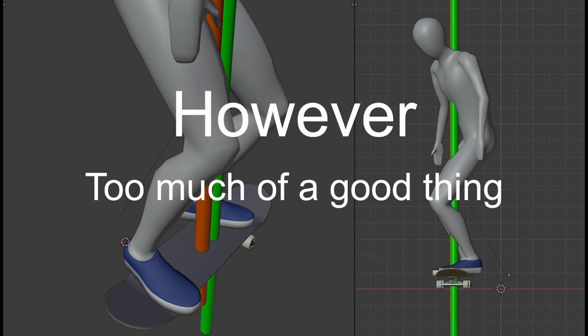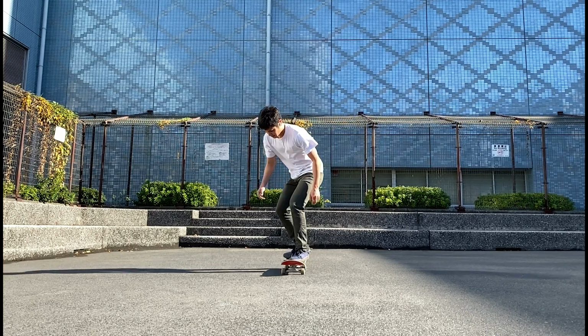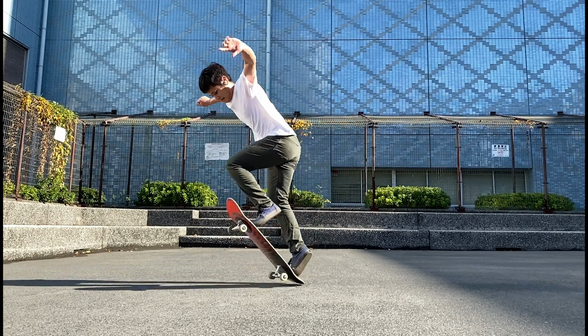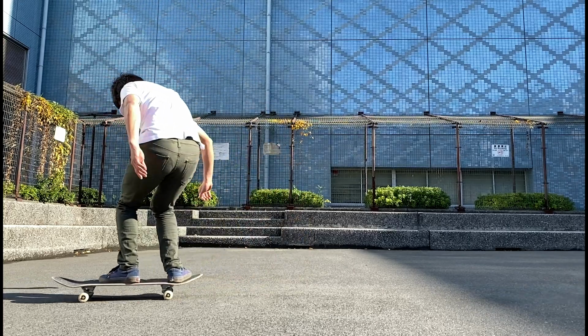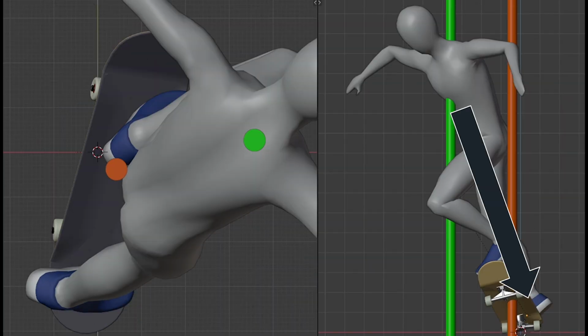However, too much of a good thing. If you overemphasize the transition of your weight, you will wind up spinning your board too much. With more weight on the toe side, it becomes harder to pop straight down, making it easier to accidentally scoop the tail, spinning it too much.